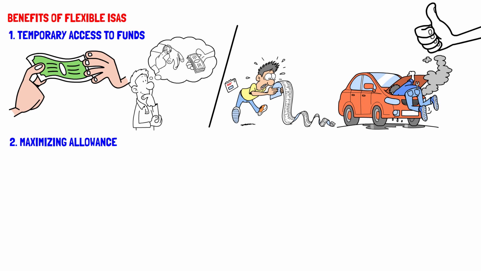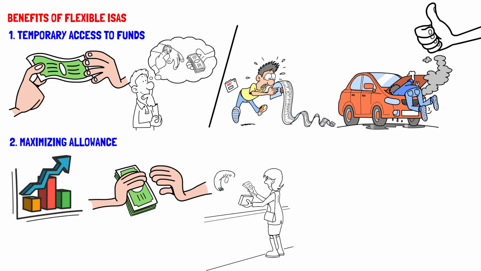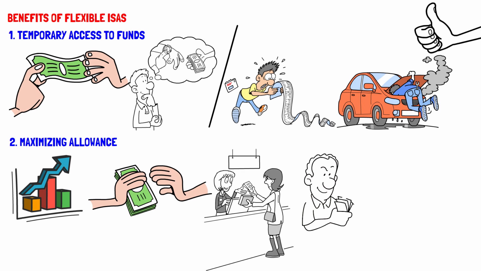Maximizing allowance. In the same vein, let's say you've maximized your ISA contributions for the year, but then you need to withdraw some funds for a significant purchase or an emergency expense. With a flexible ISA, you can withdraw the necessary amount and then replace it later in the same tax year, ensuring that you can still make the most of your ISA allowance. This feature enables you to maintain your tax-efficient savings strategy while accommodating short-term financial needs. Financial flexibility. Flexible ISAs are particularly well suited for individuals with fluctuating financial needs or unpredictable expenses.